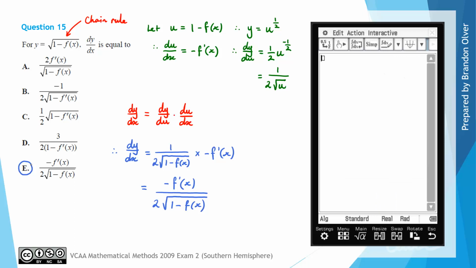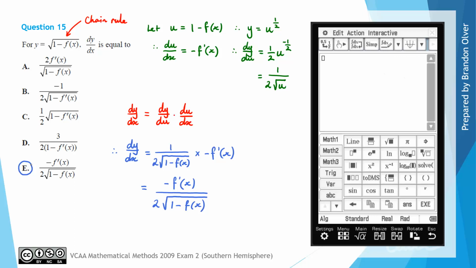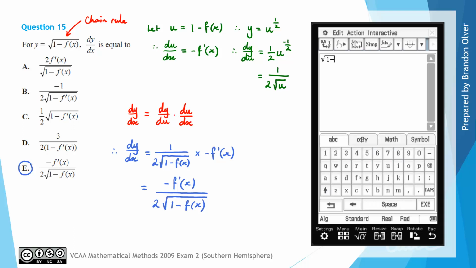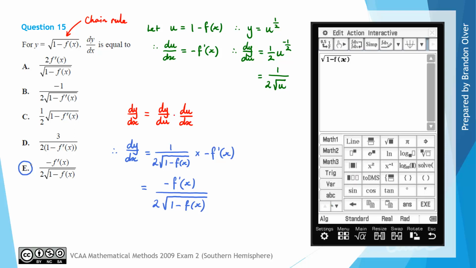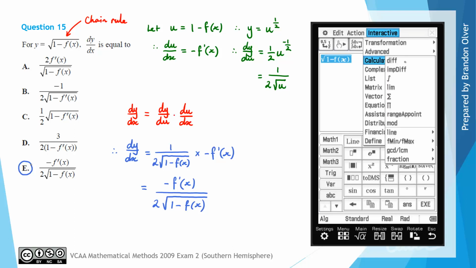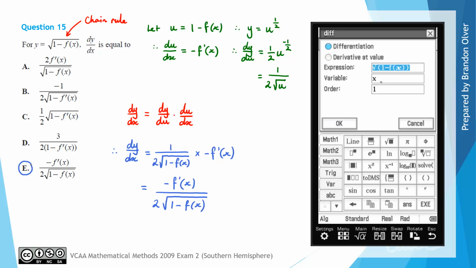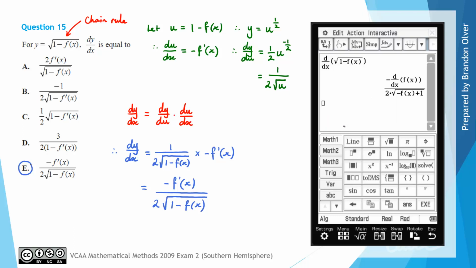Next we want to type in the rule for y. So I'm going to go keyboard, and then we need the square root, which is 1 subtract f of x. Going into ABC, I'm just going to type in f bracket variable x. And then we're going to calculate this derivative. So we're going to highlight that and go interactive calculation diff. It's with respect to x, and we can press OK. And this says that the derivative is negative d/dx of f of x divided by 2 times the square root of negative f of x plus 1.